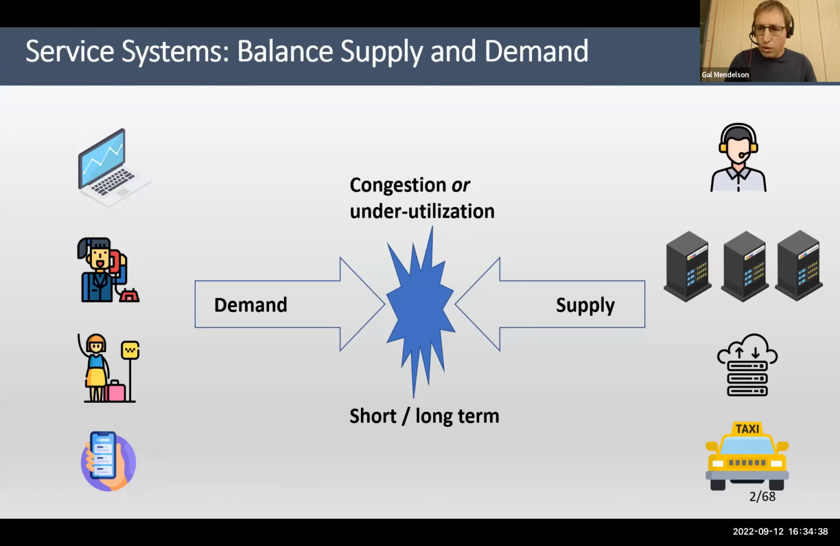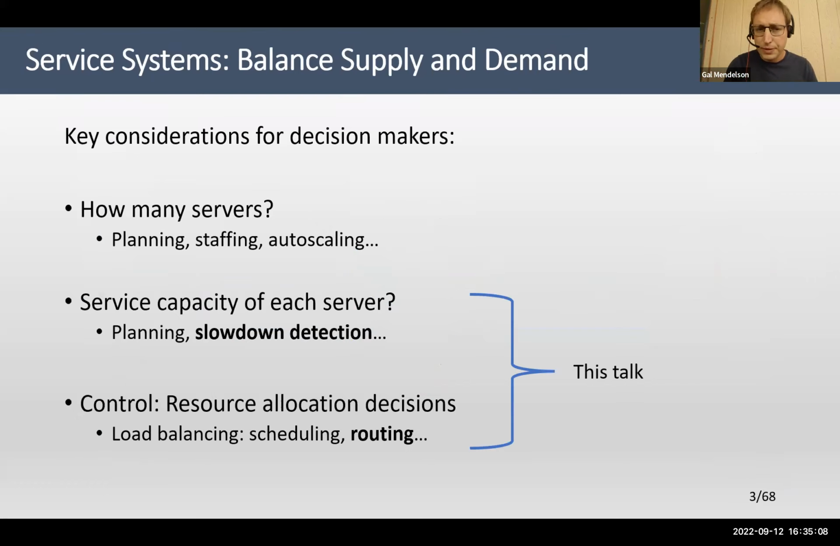One of the main goals of service systems is to balance supply with demand. If the demand exceeds the supply, either in the short term or the long term, then you get congestion, for example, queue lengths build up, and you get degradation of quality of service. And if the demand is less than the supply, then essentially you're underutilizing your resources and maybe wasting them. So balancing between these two is one of the main aspects in service systems.